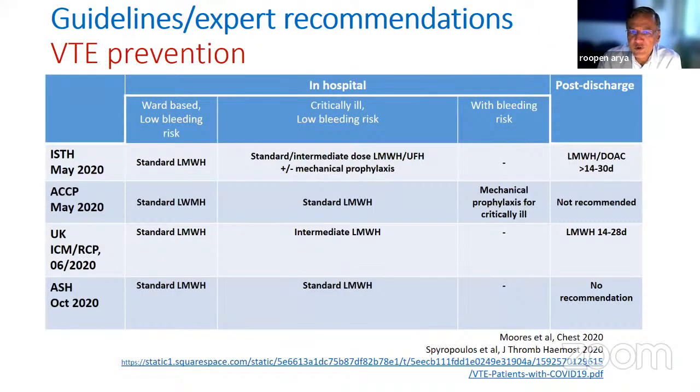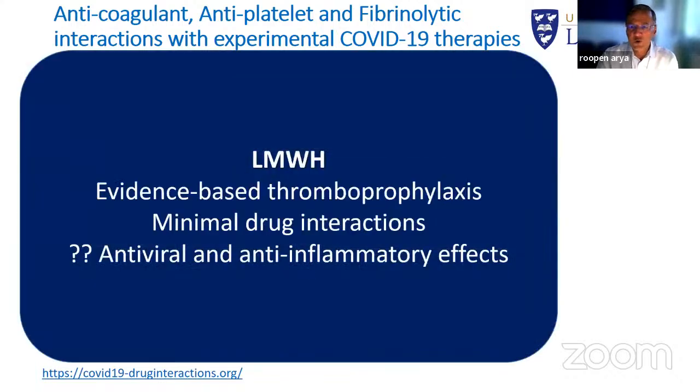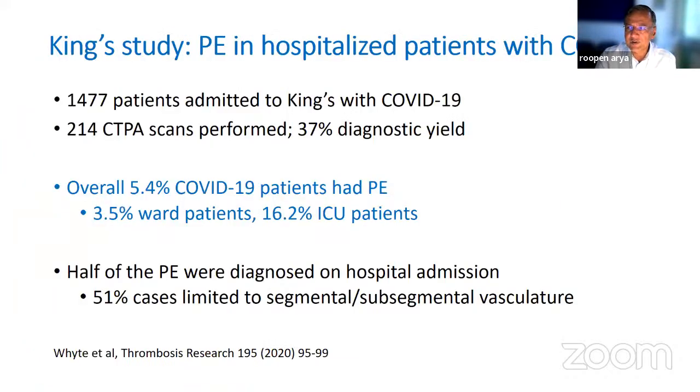So there was certainly in the UK and in the US a move towards using intermediate dose low molecular weight heparin in critical care patients. And really the anticoagulant of choice was low molecular weight heparin, because of all the evidence for thromboprophylaxis in medical and surgical patients. It's better absorbed, has minimal drug interactions, and there were these potential antiviral and anti-inflammatory effects.